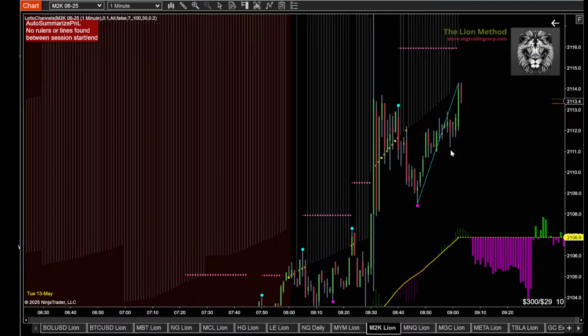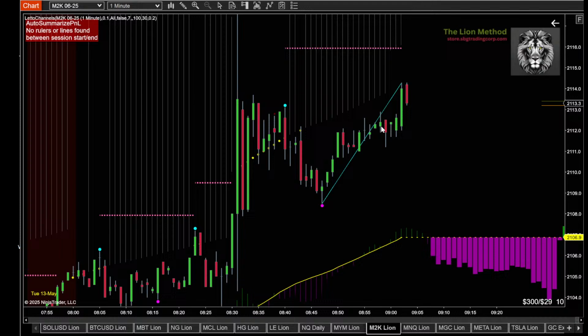So 1, 2, 3, 4. It's possible we'll get a sell signal on this bar right here. This red pin bar, basically. Once this bar closes on the Russell, this current bar, there we go. So there's our sell dot. And position size is 18, so we'll do 18.